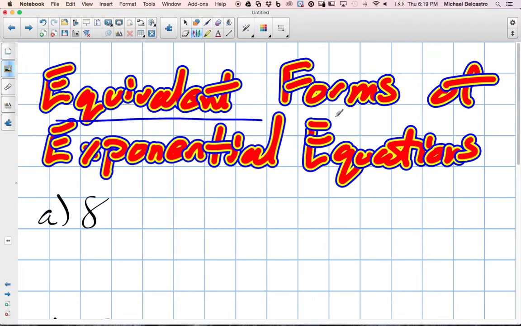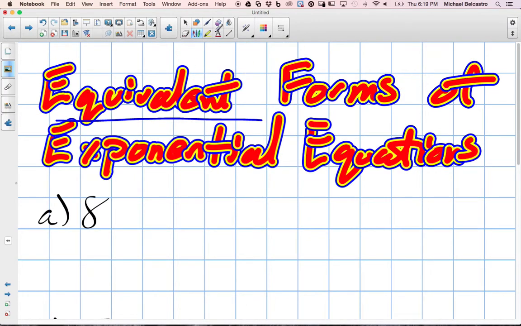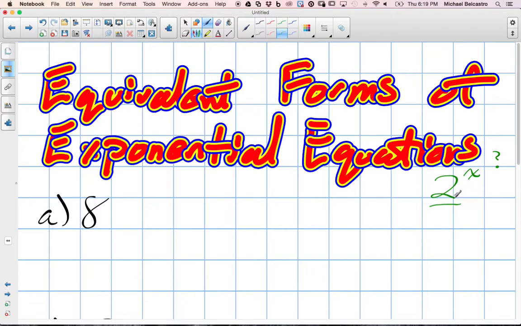So we're going to look at equivalent forms of exponential equations, and we have 4 examples here. And in all of our examples, we'll keep this in mind: we want our exponent to be written as a base 2. So 2 to some power, we just don't know what it's going to be. Okay, so in this case, there's a couple ways we can go about doing this.